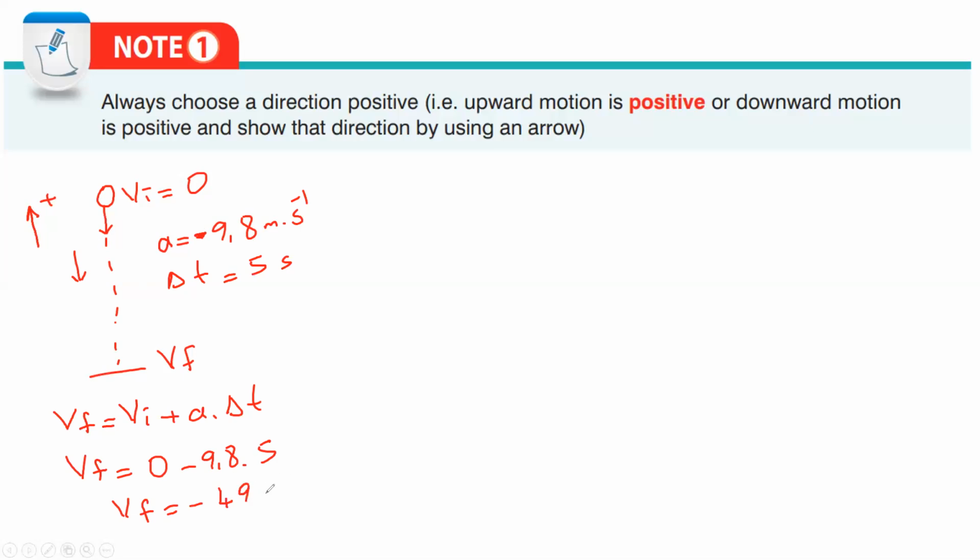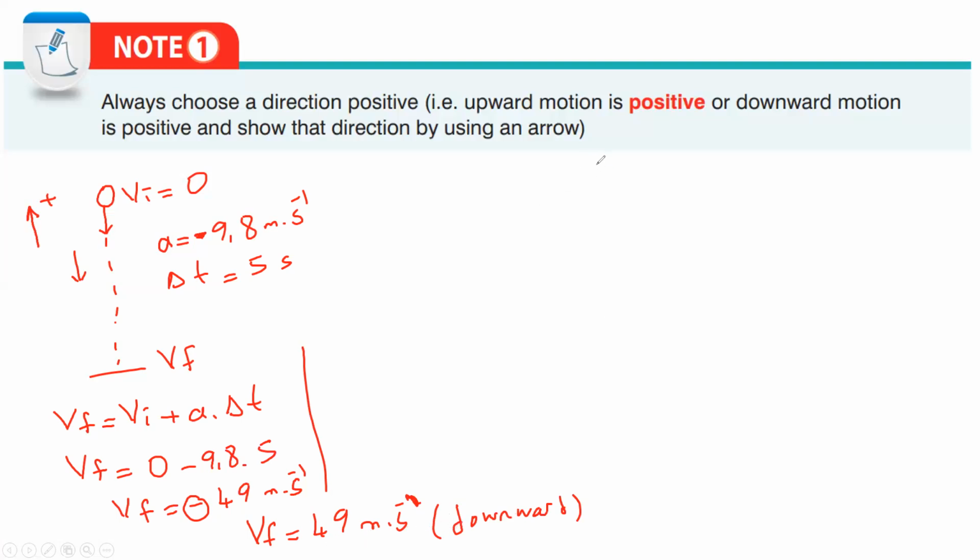49 meters per second, but you are not leaving it like that with the negative. So V final equals 49 meters per second. Sorry, not squared, meters per second, direction down. So this negative is giving you direction because you said upward is positive, and then you got the answer 49 meters per second downward.